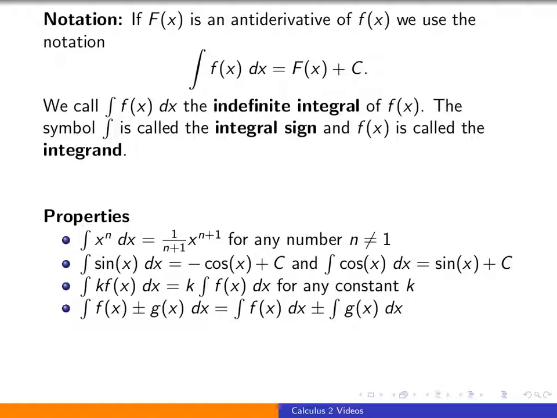So a few basic properties. First, we can undo the power rule of differentiation. So the indefinite integral of x to the n is 1 over n plus 1, x to the n plus 1, plus c. And this is true for any number n which is not equal to minus 1, because we don't like to divide by 0. Also, the antiderivative or indefinite integral of sine is minus cosine plus c. The indefinite integral of cosine is sine plus c. And I'll remind you in a moment here of how we can always remember that. You can pull constants outside of indefinite integrals, and you can, just like derivatives, break them up over addition and subtraction.